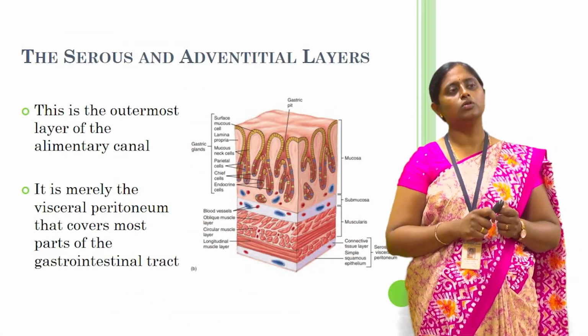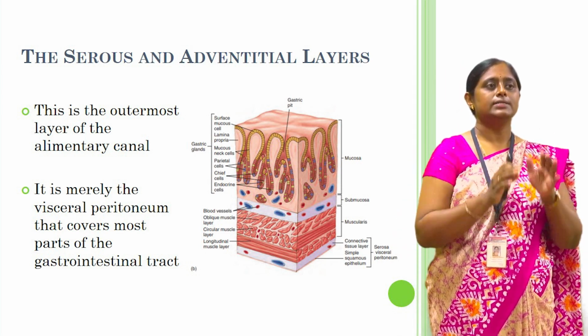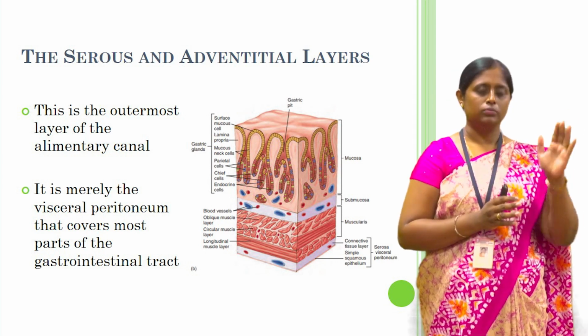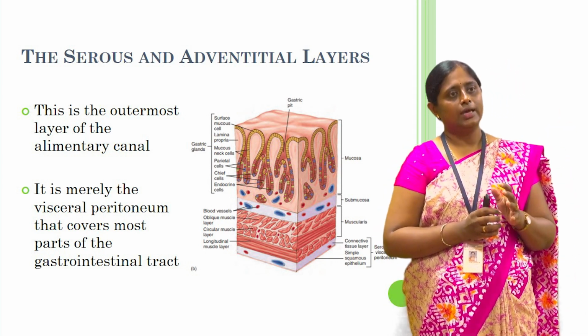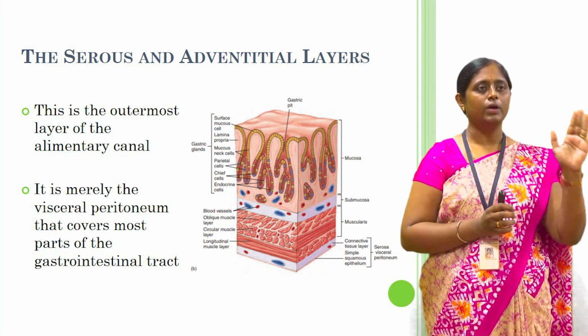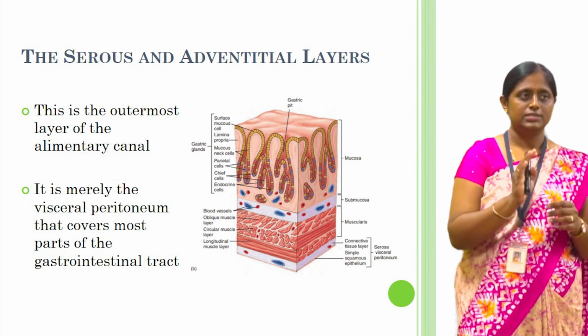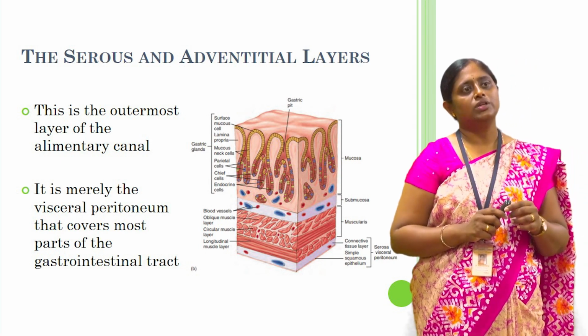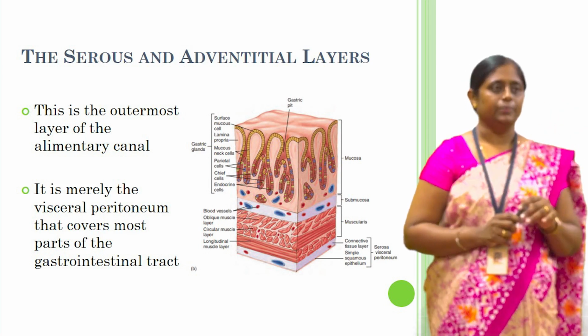Then comes the outermost serous or adventitial lining. We call it the outermost lining of the gastrointestinal tract. This serous or adventitial lining runs throughout from the esophagus up to the large intestine. This serous or adventitial layer is common and forms the outermost lining.